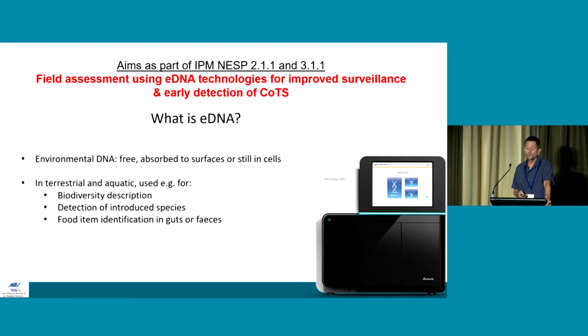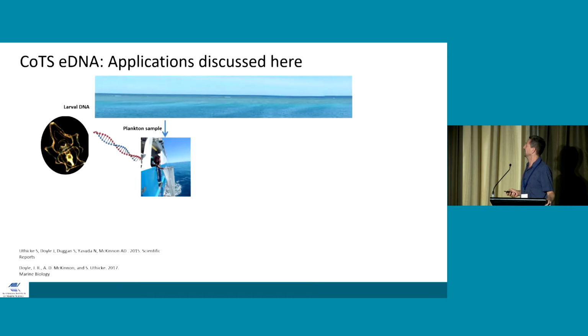for example, for biodiversity descriptions and detection of introduced species, or food item identification, such as those techniques Federica has just talked about in fish guts. And it's more recently also been used in caves to find Neanderthal DNA and describe population dynamics of Neanderthal populations, which is a bit off topic. Anyhow, we have basically developed the methods to specifically detect COTS about 6 years ago.